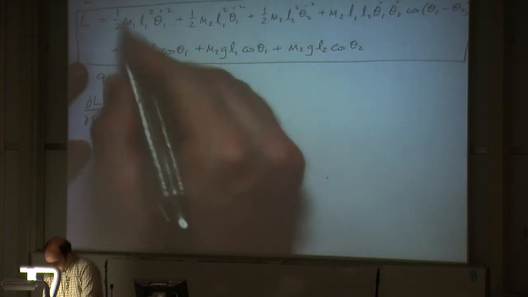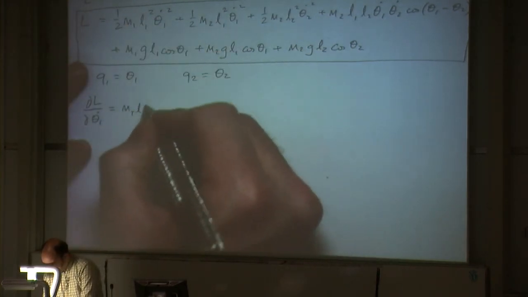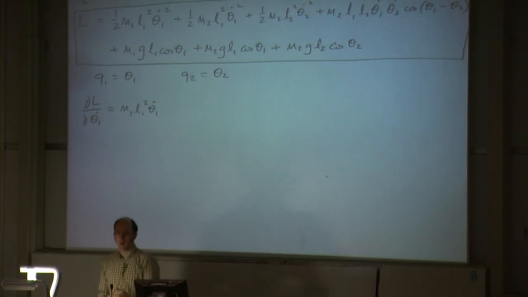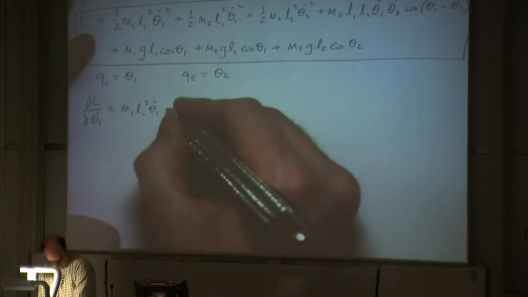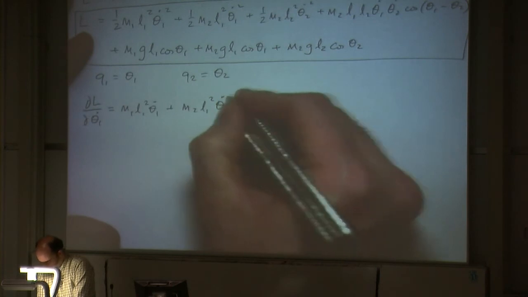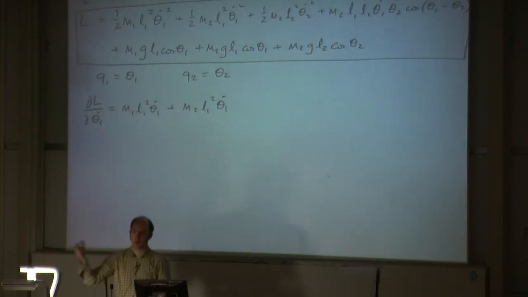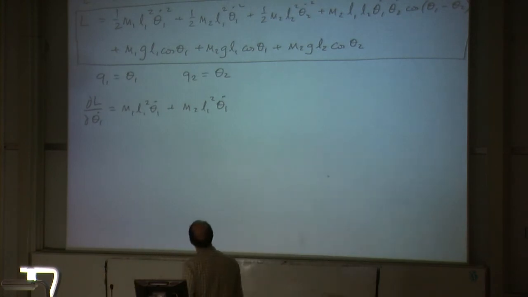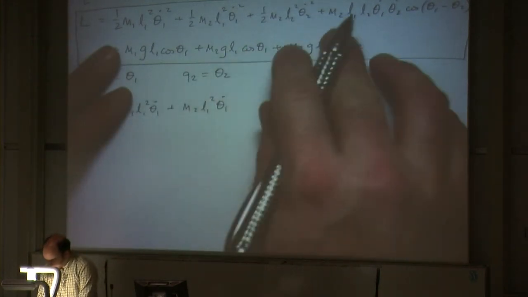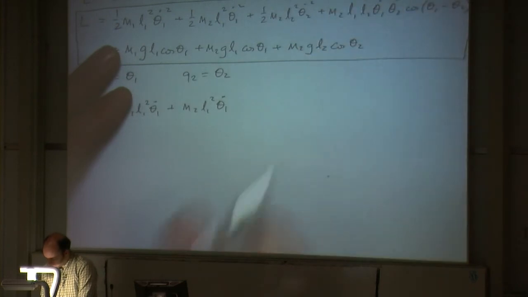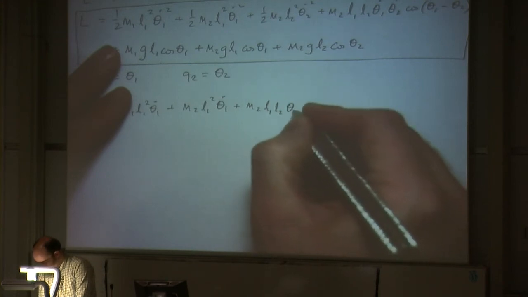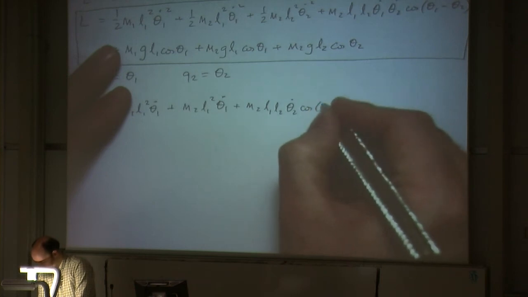And so this is M1 L1 squared theta 1 dot, because the squared comes down to 2, and 2 times a half is 1. Then we've got plus M2 L1 squared theta 1 dot. Again, the same thing: the derivative of x squared is 2x, so the half disappears. And then with this term, everything is a constant except for theta 1 dot. So we just write M2 L1 L2 theta 2 dot cosine of theta 1 minus theta 2.